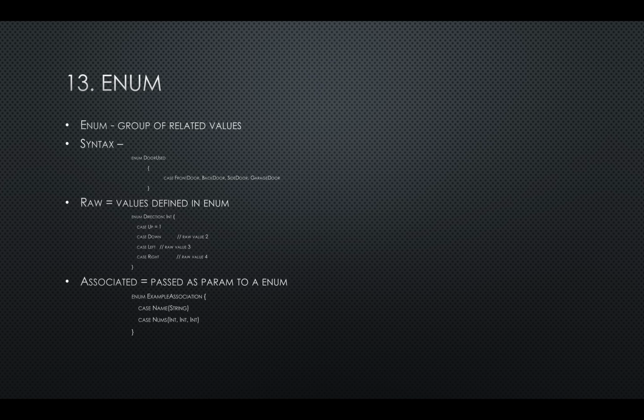Associated values are passed as a parameter to an enum. The syntax is like this: enum example association. This is my enum name, stupid, I know. Then case name, and in the brackets you can say string, so this case will accept values of type string. Then case num can have three integers, like Int. So this is also very useful. So yeah, enum raw and associated values, remember that.